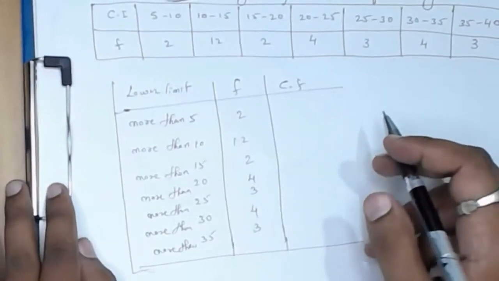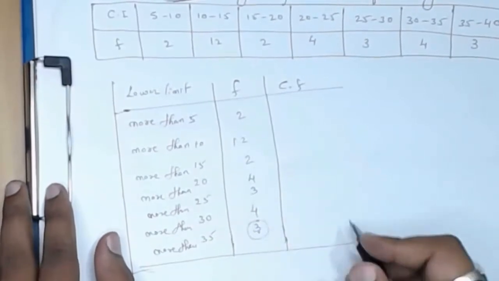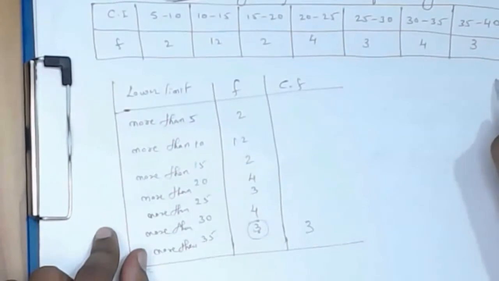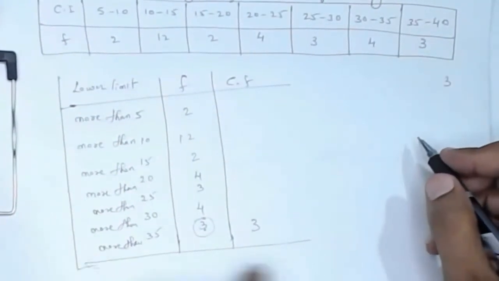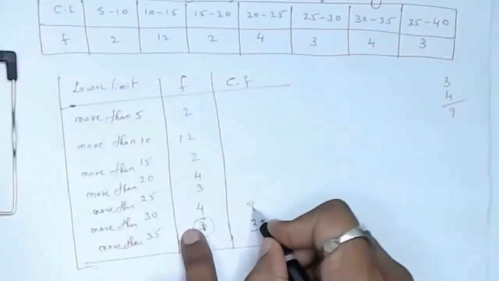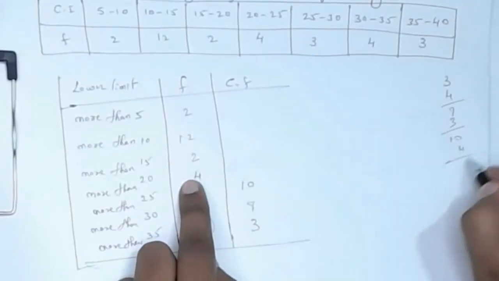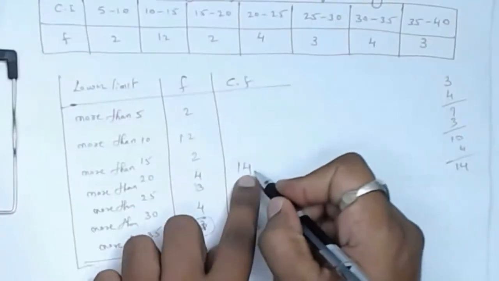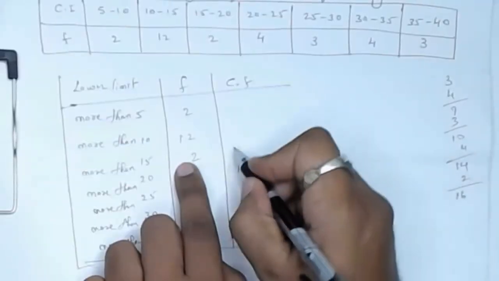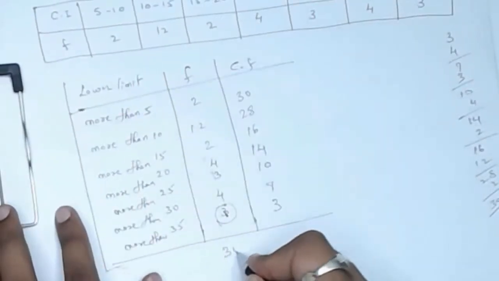Okay, see children, for more than type graph we have to take bottom value. We should take bottom number, that is 3. If you want, you can write somewhere here as 3, like this. 3 plus 4 is 7, 7 plus 3 is 10, 10 plus 4 is 14, next 14 plus 2 is 16, 16 plus 12 is 28, 28 plus 2 is 30, right? 30. Add all f, it will be 30 itself.